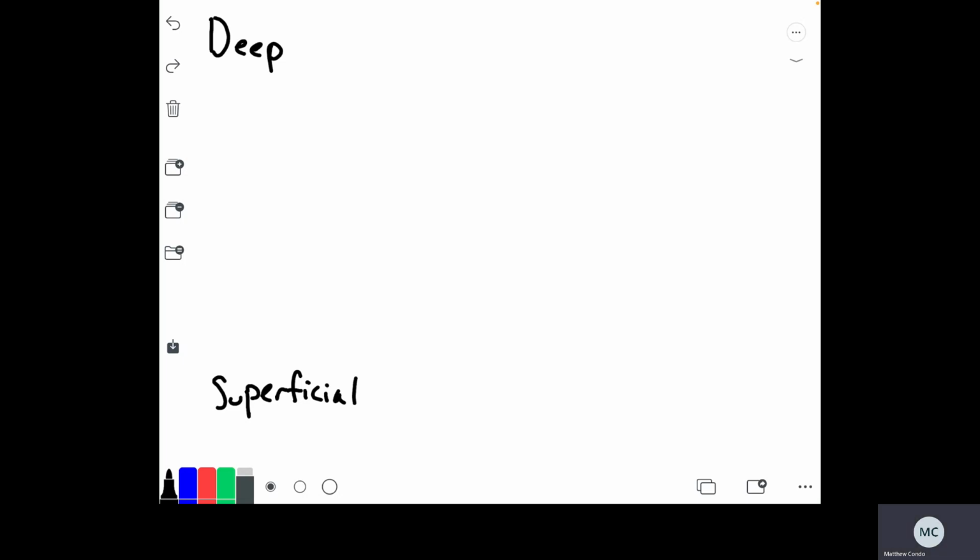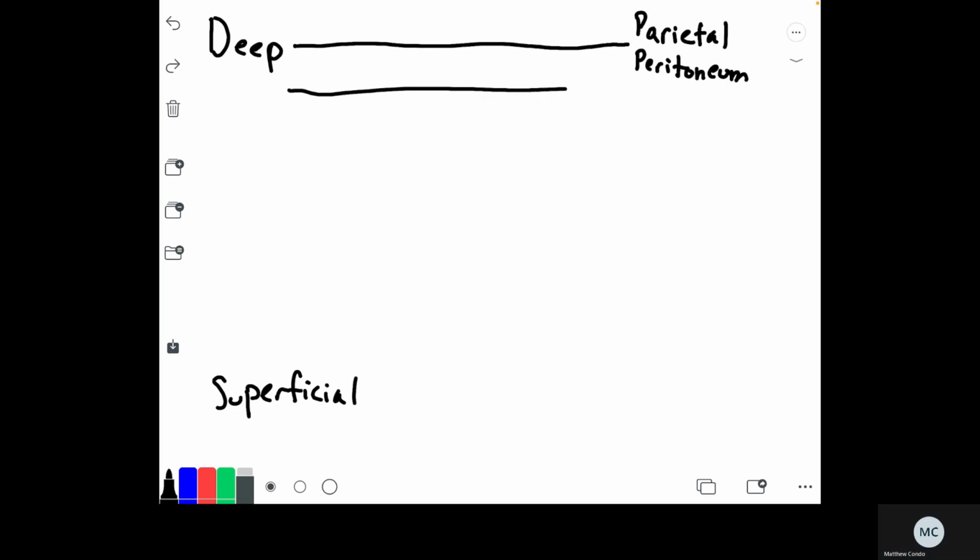The deepest layer we're going to have is something called the parietal peritoneum. Moving superficial from there, we're actually going to have the transverse fascia.